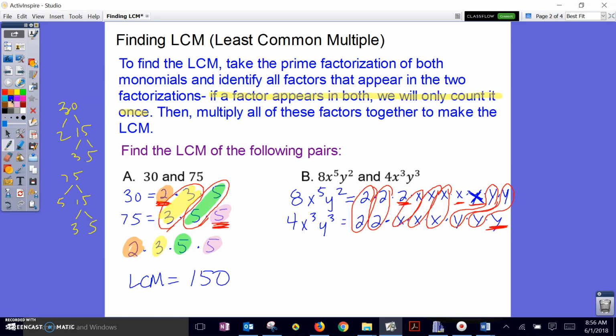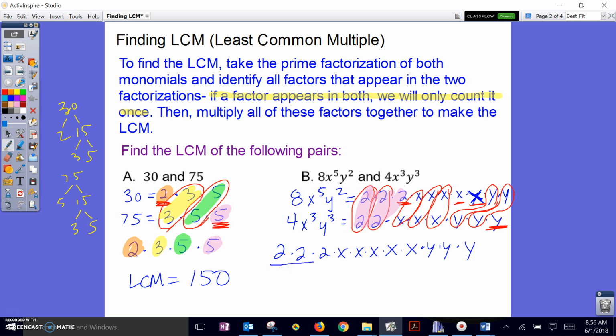And so we're going to multiply all these things together to get our LCM. So we've got 2 and a 2 and another 2. That takes care of all of these. And then we've got an x and an x and an x, and then the 2 extra x's from the factorization of 8x to the 5th y squared. And then we've got a y and a y that appears in both, and then an extra y from the factorization of 4x to the 3rd y to the 3rd.